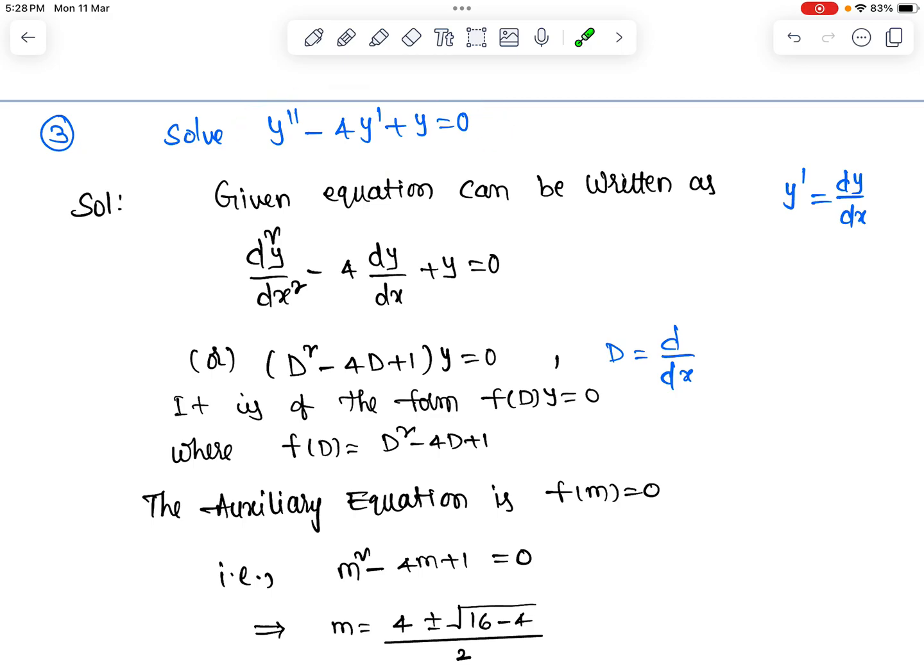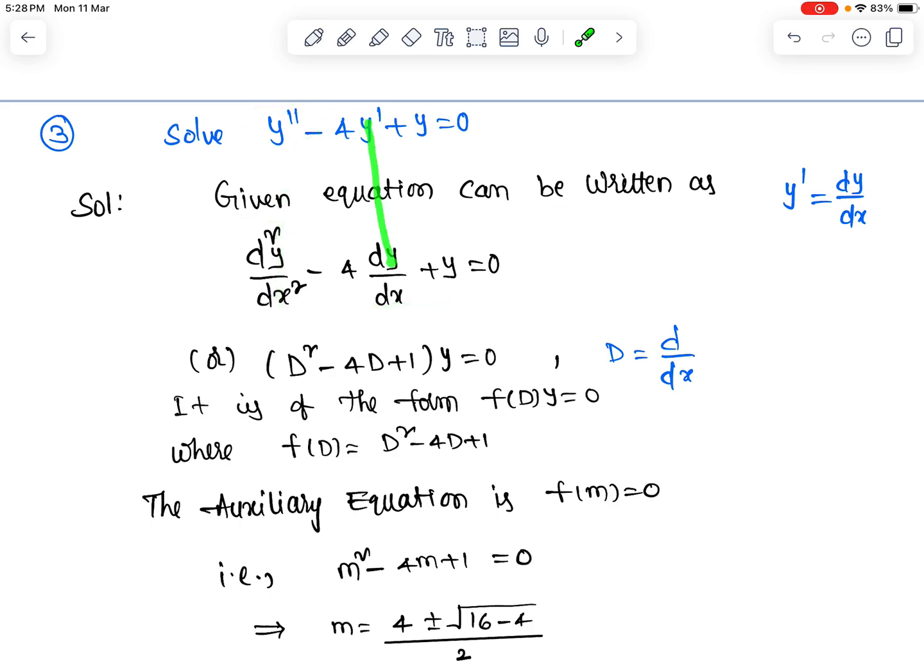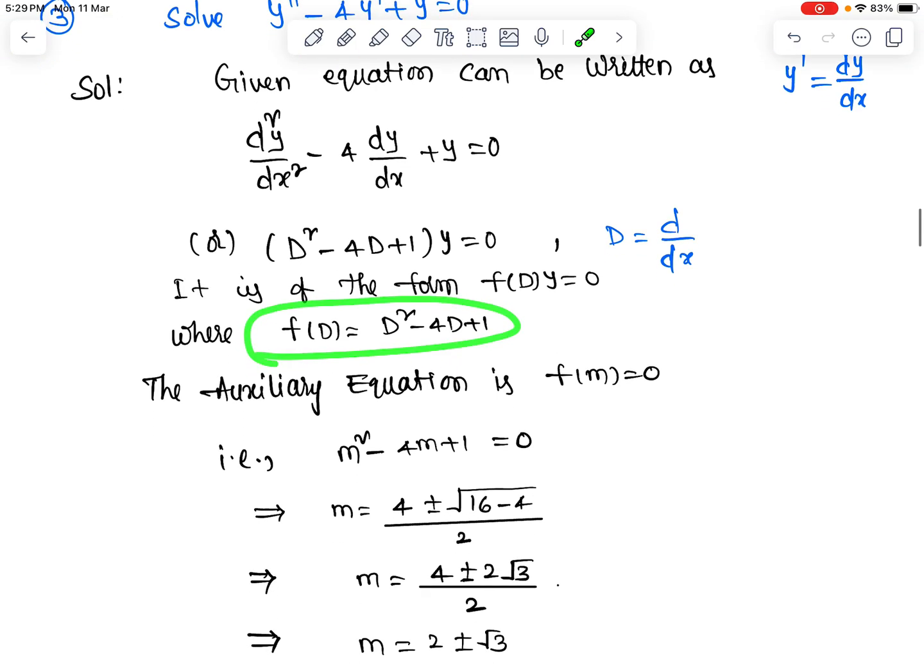Here this differential equation can be written like this: y double dash means d square y by dx square, y dash means dy by dx, y only. For this we should write the operator form. Here I have written the operator form. After that, it is of the form f of D into y equal to 0. F of D is equal to, what is f of D, I have written that.